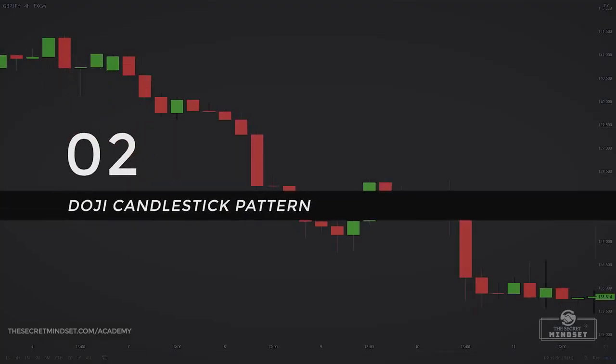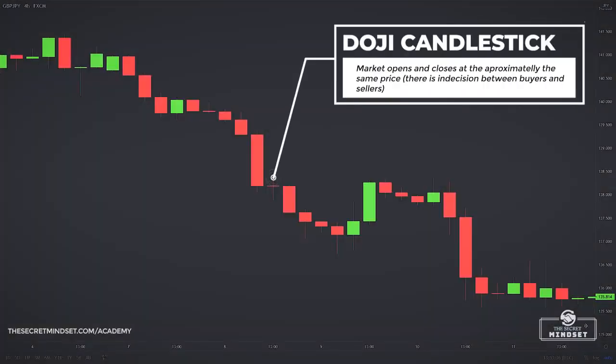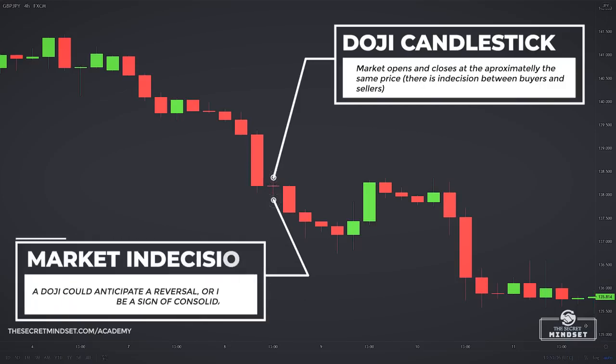Second pattern is the doji candlestick pattern. Doji is one of the most important Japanese candlestick patterns. When this candlestick forms, it tells us that the market opens and closes at the same price, which means that there is indecision between buyers and sellers. There is no one in control of the market. The opening price is the same as the closing price, and this signal means that the market didn't decide which direction it will take. A doji could anticipate a reversal, or it can be a sign of consolidation.